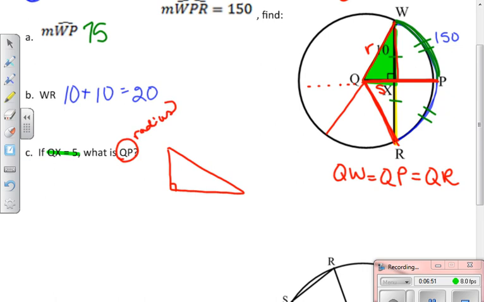So I'm going to use QW. So this is Q, W, and X. They give me QX is 5. I know that XW is 10. This is my radius. The radius is the hypotenuse, and my old friend the Pythagorean theorem comes into play.